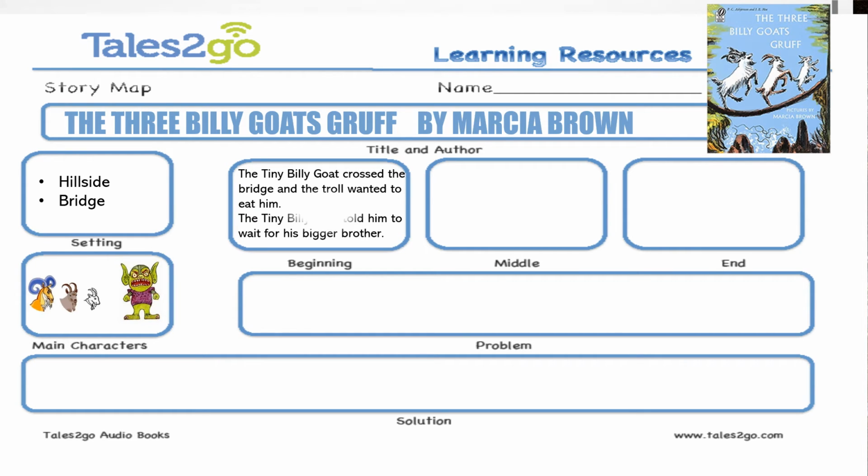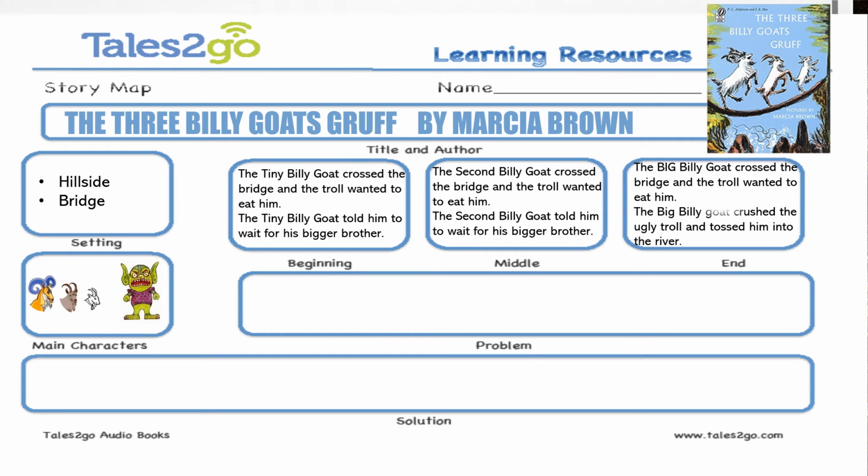In the beginning, the tiny billy goat crossed the bridge and the troll wanted to eat him. The tiny billy goat told him to wait for his bigger brother. And then in the middle of the story, the second billy goat crossed the bridge and the troll wanted to eat him. The second billy goat told him to wait for his bigger brother. And in the end, the big billy goat crossed the bridge and the troll wanted to eat him. The big billy goat crushed the ugly troll and tossed him into the river.